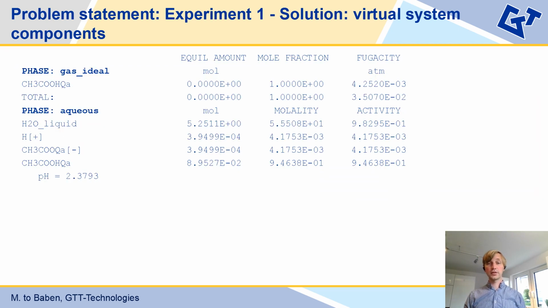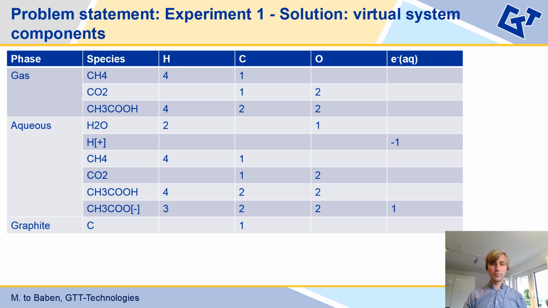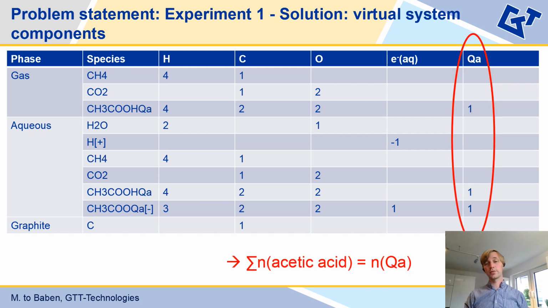If we perform the calculation, we get a result that is again very reasonable. We have the right partial pressure of the acetic acid, and we have the right pH value. Perfect. What have we done in terms of these stoichiometry metrics? Well, we have introduced a new system component, so we need a new column in the stoichiometry metrics.